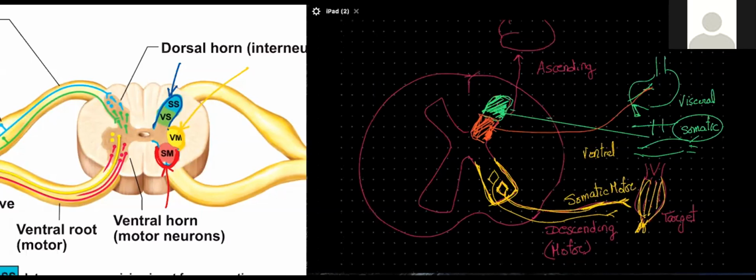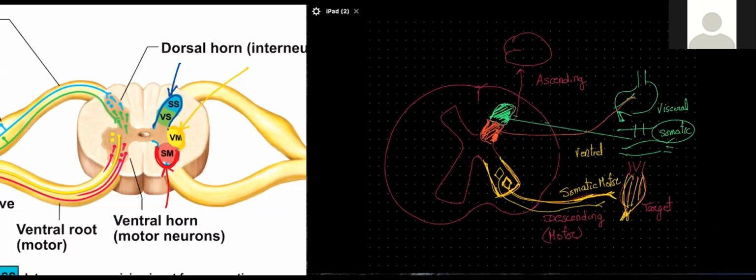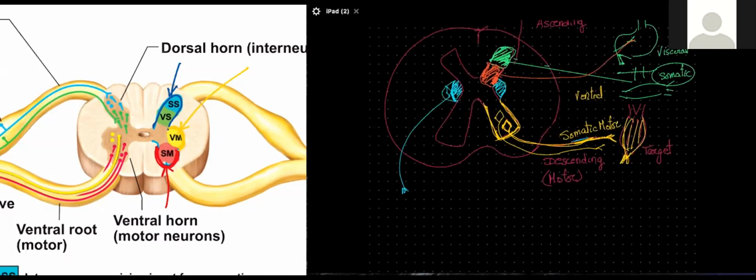How about my motor signals I'm sending down from the brain to reach my smooth muscles, cardiac muscles, or my glands? I don't have any control. They are not somatic motors. They are autonomic. So the nerve cells that are going to be conducting autonomic motor signals are going to be kept in your lateral horns of the gray matter. And again, lateral horns are going to be located in your thoracic region of the spinal cord.